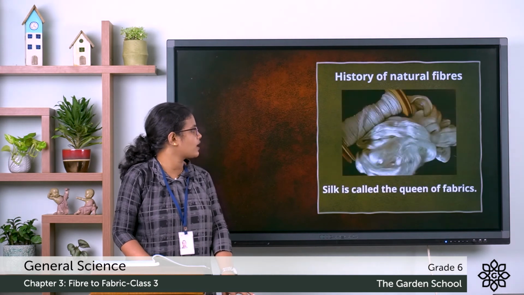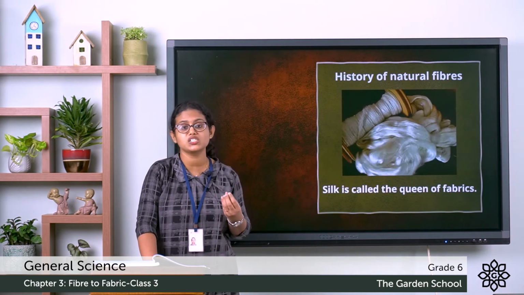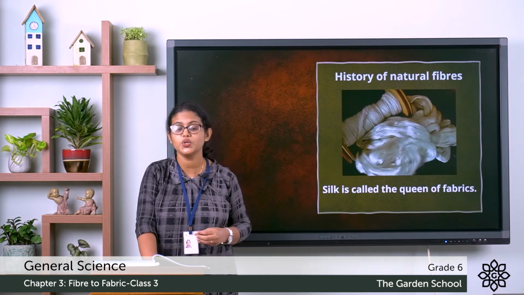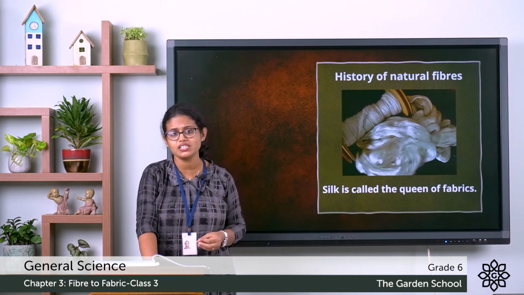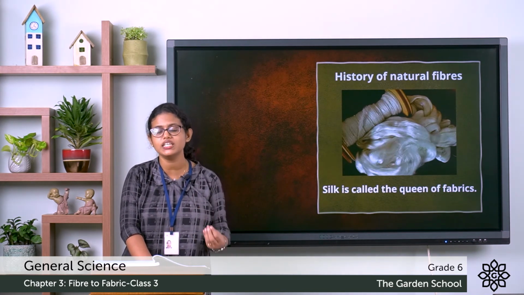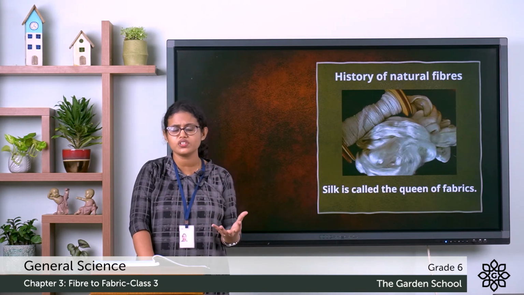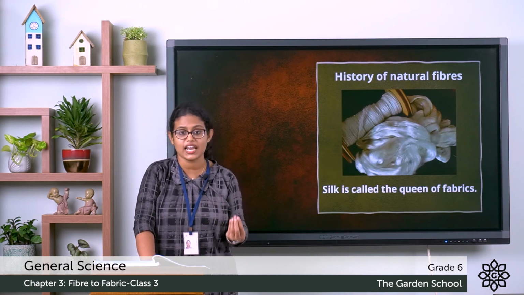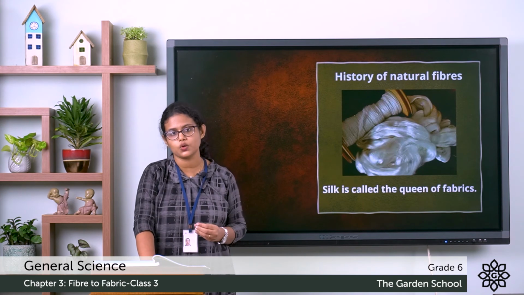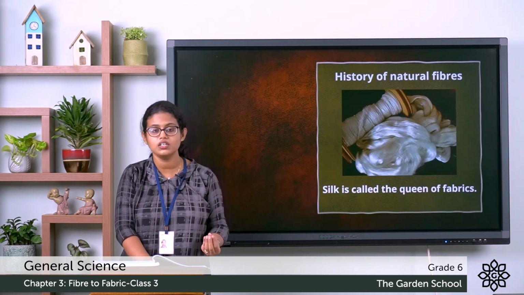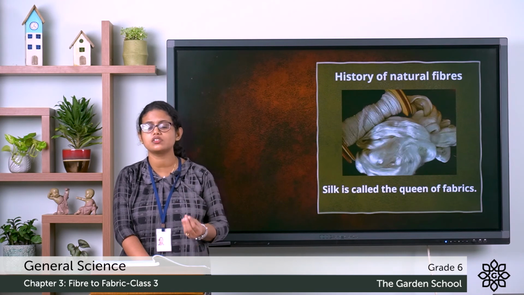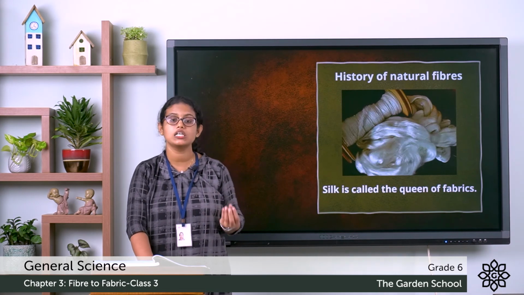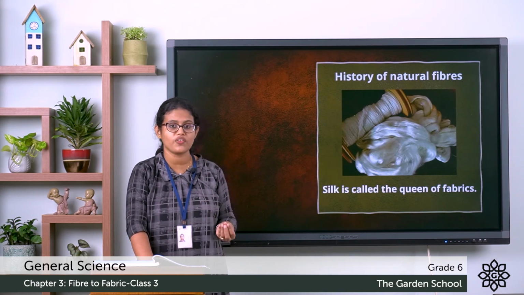Moving to the next one, silk. Silk is obtained from the silkworm. Silk is called the queen of fabrics. You know why it is called the queen of fabrics? Because of its beautiful sheen and texture. Because it is very soft and very shiny, it is called the queen of fabrics. It was discovered in China in 2600 BCE. And Japan is one of the producers of silk.